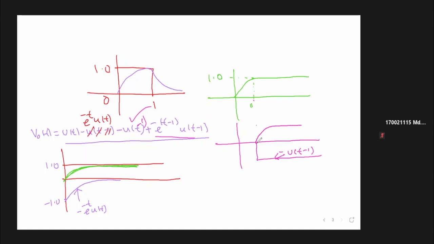Yes, sir. Is it something like this? It should be decaying, I don't think it should be like that. It should be decaying, okay? So if this is 1, then it is actually, let me use another color, it will be something like this, isn't it? Yes, sir.